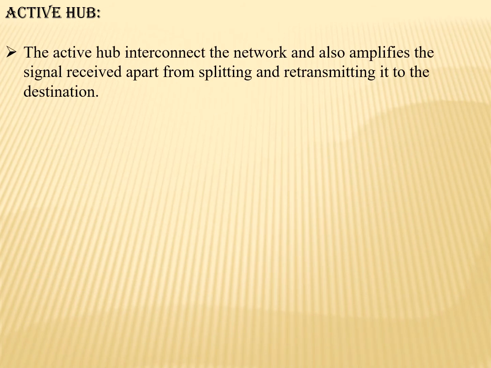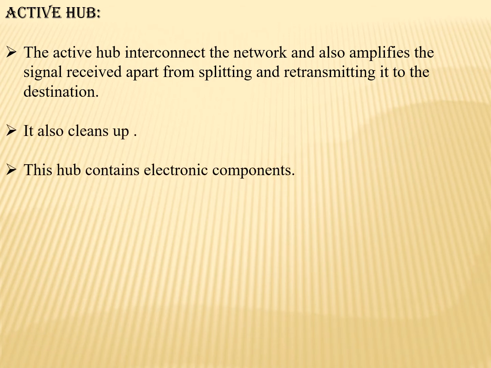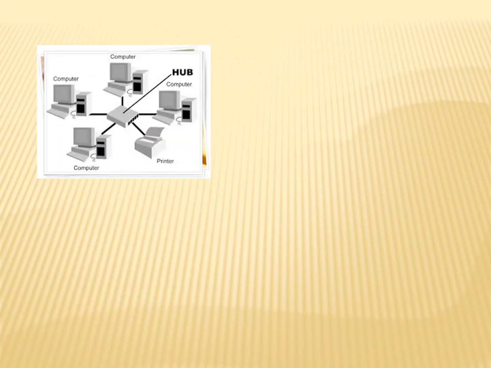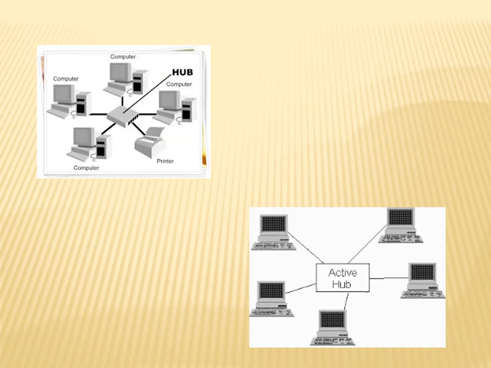The active hub interconnects the network and also amplifies the signal received, apart from splitting and retransmitting to the destination. It also cleans up. This hub contains electronic components. So what does cleans up mean? It will do some sort of rectification, not entire rectification, some sort of rectification, and then it will send to the other end. So here there are a few diagrams of your active hub through which the computers are connected.